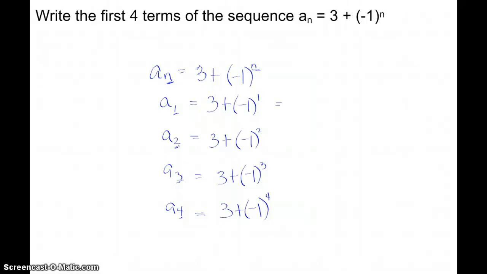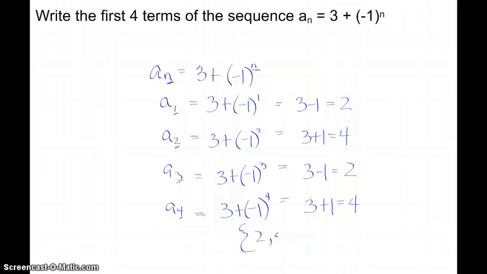So this winds up being 3 minus 1, because -1 raised to the power of an odd power is going to give us -1. So the first term in the sequence is 2. Here is 3 plus 1. The next term in the sequence is 4. Here is again 3 minus 1. That has a value of 2. Here is 3 plus 1. That has a value of 4. So the first 4 terms in the sequence are 2, 4, 2, 4.